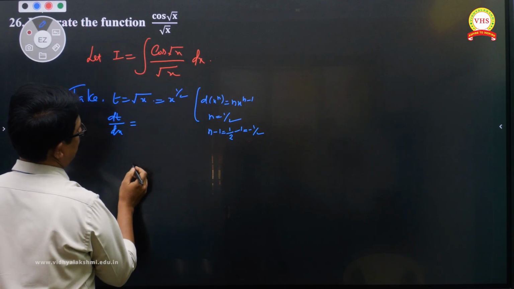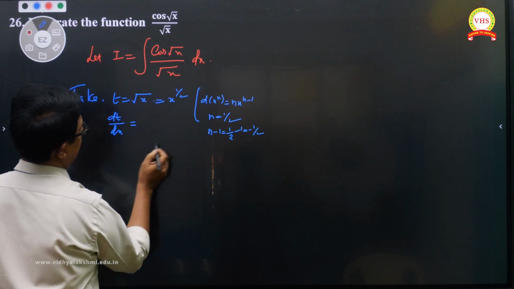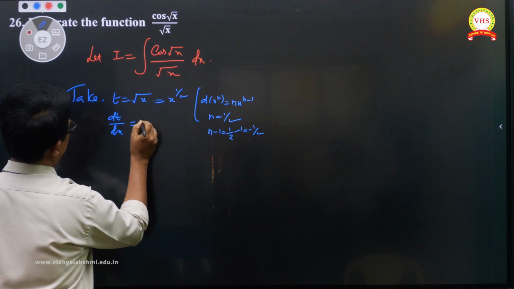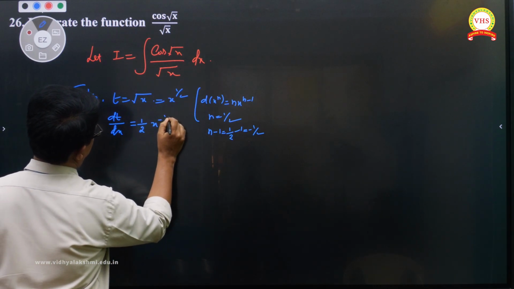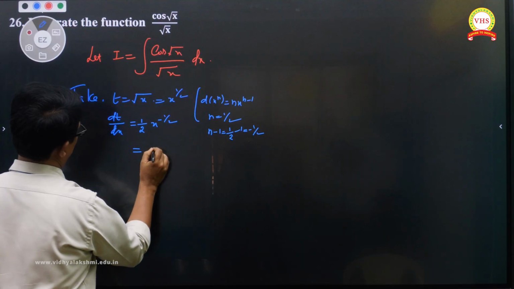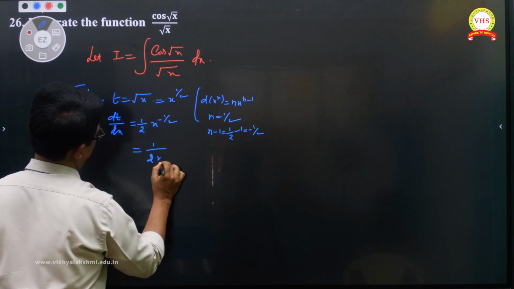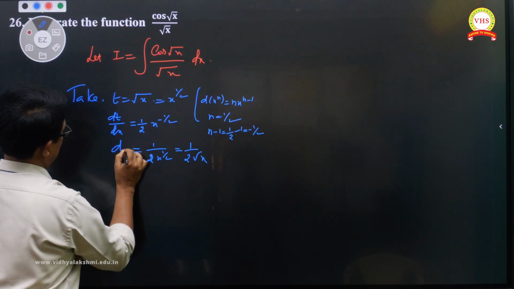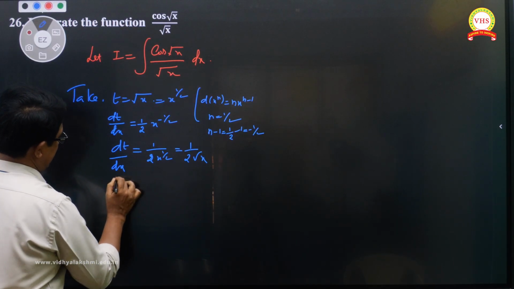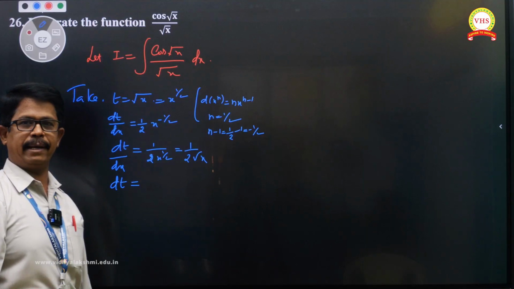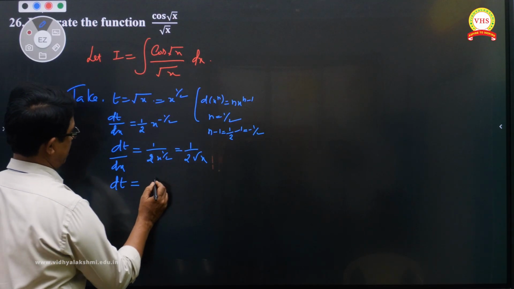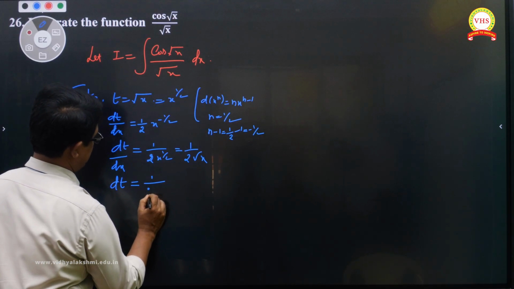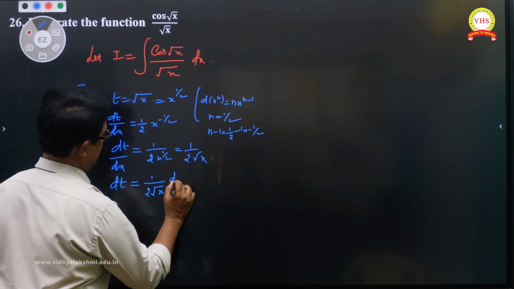That means here what are we going to get? n into 1 by 2 into x to the power of minus 1 by 2. What is it going to become? 1 by 2 into x to the power of 1 by 2, that is 1 by 2 into root x. This is dt by dx. I need only in terms of the alternate variable, so dt equal to 1 by 2 square root of x into dx.